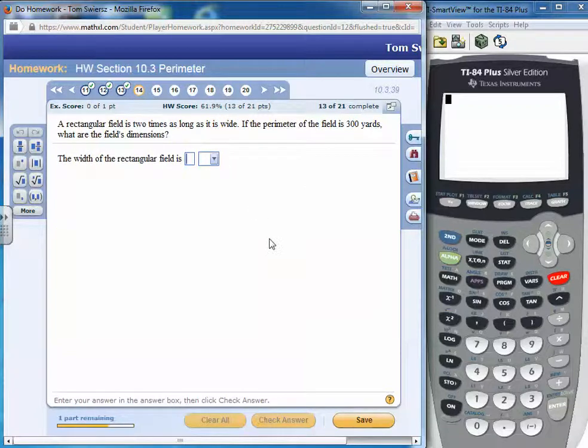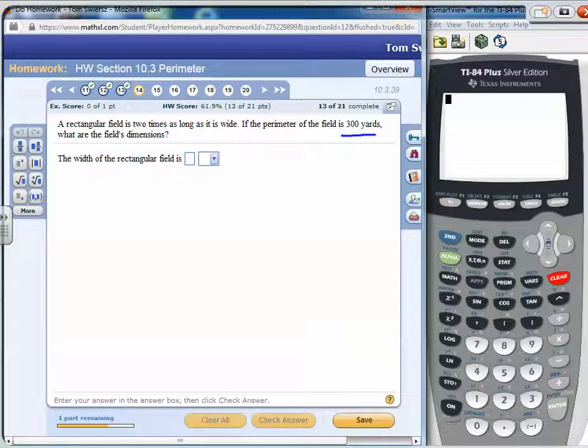All right, homework exercise number 14. We have a rectangular field 2 times as long as it is wide. If the perimeter of the field is 300 yards, what are the field's dimensions?